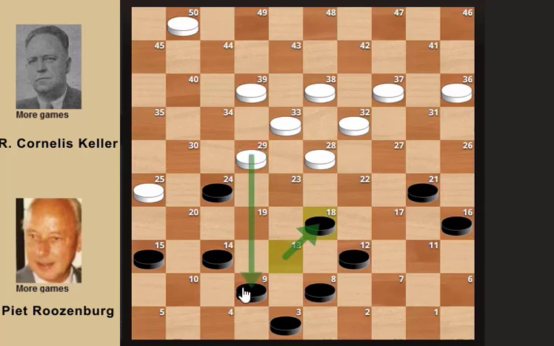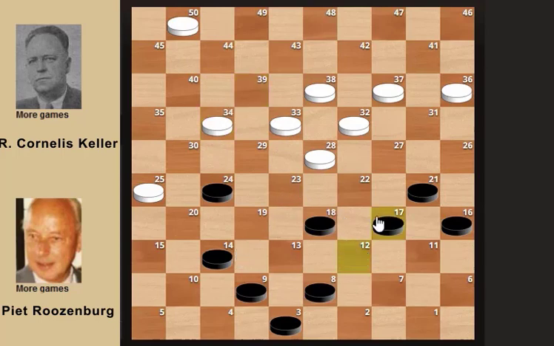So if you draw the square, we see that Roozenburg moved to the center of the square, and then the exchange was made. So Keller played 39, 34. He moved his piece from 39 to 34. So 39, 34 was responded to by playing 12, 17.